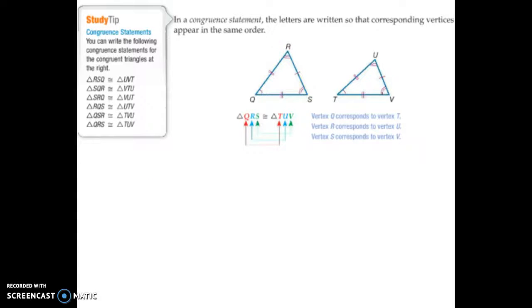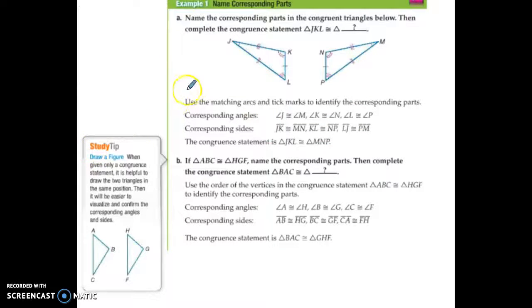Alright? So, we want to be able to write congruent statements. Triangle JKL is congruent to what triangle? Well, if they're congruent, that means all the sides are the same and all the angles are the same. We'd have to write the correct order of them. So, JKL, J comes first. Angle J is right here. What does J match up with in the other triangle? Well, M. So I put M first.